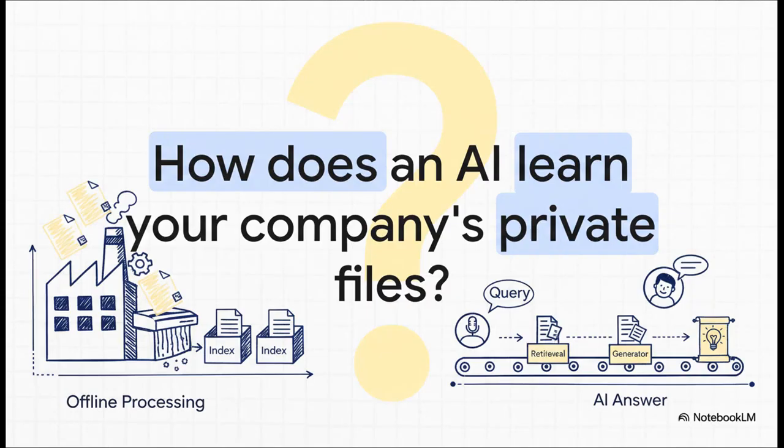So let's just start with the number one question, right? The core problem everybody's trying to figure out. How do you get a powerful AI, like a large language model, to actually know about your company's private internal stuff? You know, your wikis, those endless PDFs, all your policy docs, and how do you do it without having to do some crazy expensive retraining of the model?